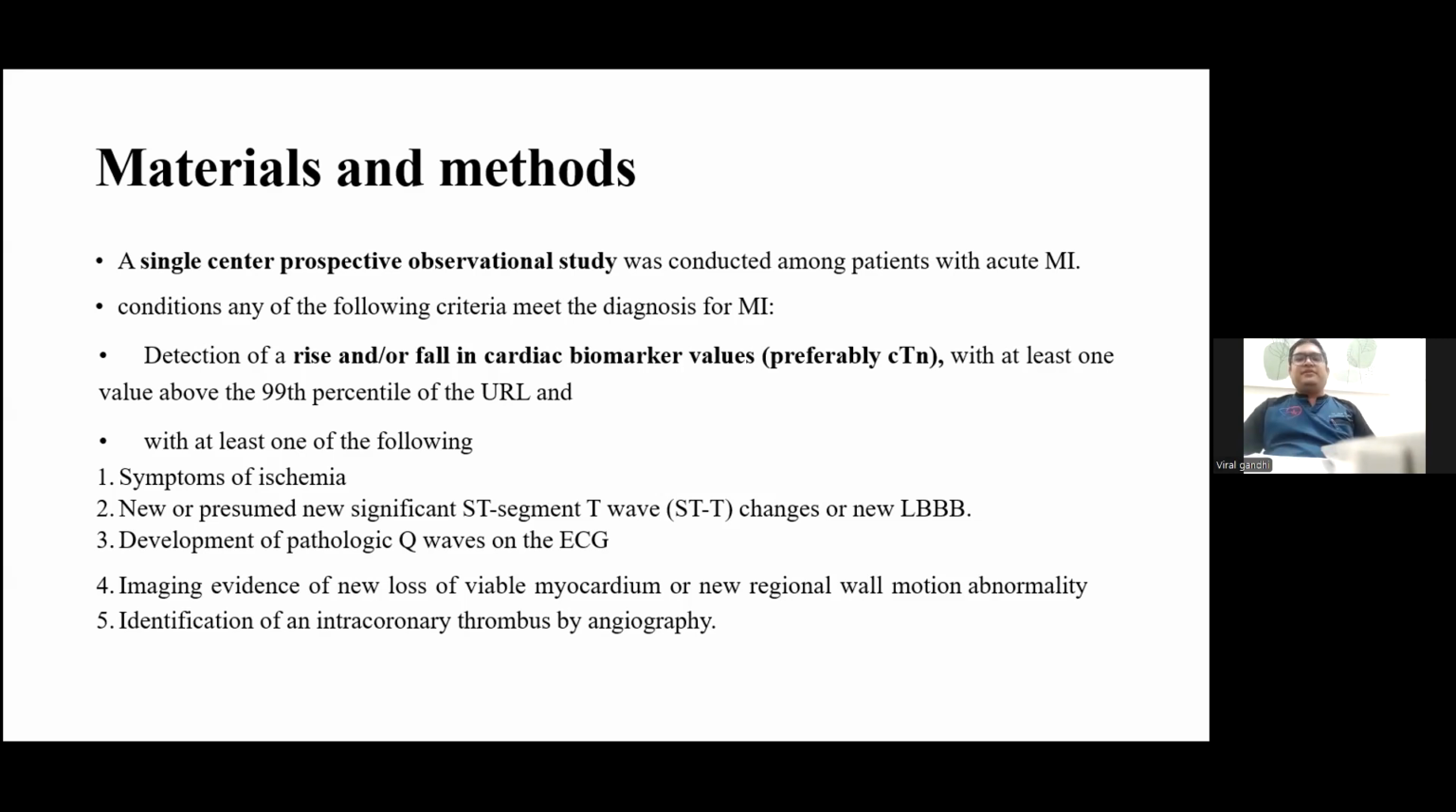The patient has symptoms of ischemia, or the ECG shows ST changes or development of pathological Q waves, or imaging: 2D echo shows evidence of loss of viable myocardium or any regional wall motion abnormality, or angiography shows intracoronary thrombus.